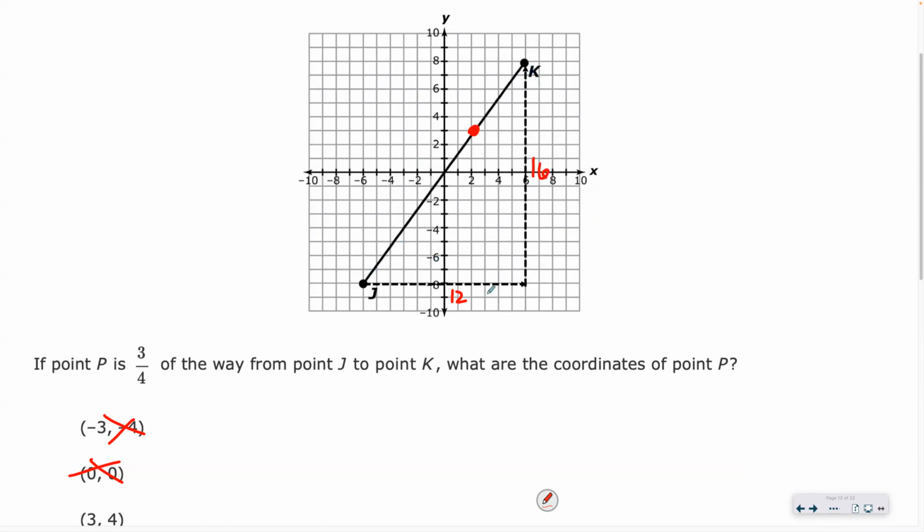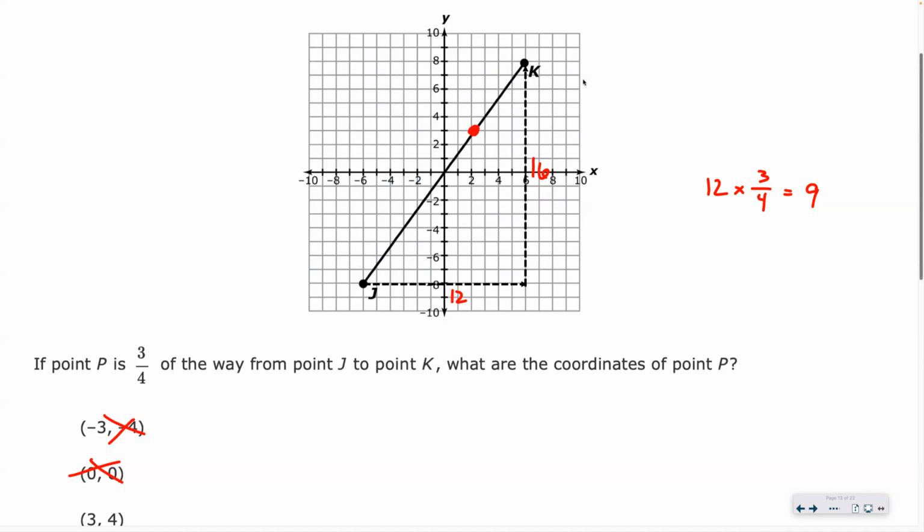Okay, so what is 3/4 of 12? 12 times 3/4. You can either multiply by 3 first, then divide by 4. What is 12 times 3? 36. And you divide that by 4. 9. Or you could say, because it doesn't matter whether we multiply or divide first, what's 12 divided by 4? 3, and then multiply that by 3. 9. Okay, so it should be 9 units over.